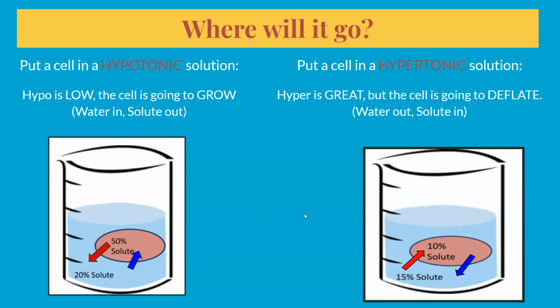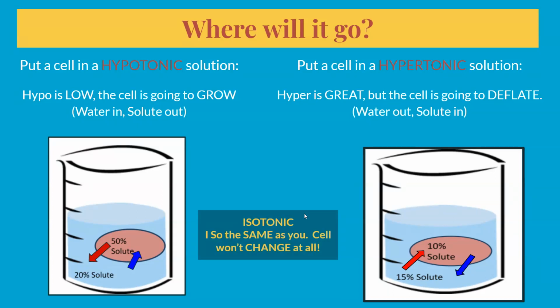And there's one situation we haven't talked about. What if you're in an isotonic solution, meaning it's the same on either side, inside the cell and outside the cell? Well, my saying is, iso the same as you. Cell won't change at all. So in an isotonic solution, the materials, both the solute and the water, move in both directions, but the cell doesn't gain or lose anything. It stays the same.